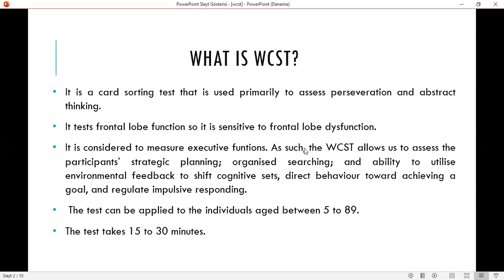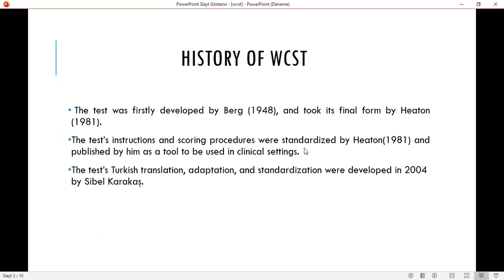As such, the WCST allows us to assess the participants' strategic planning, organized searching, and ability to utilize environmental feedback to shift cognitive sets, direct behavior toward achieving a goal, and regulate impulsive responding. The test can be applied to individuals aged between 5 and 89. The test takes 15 to 30 minutes.